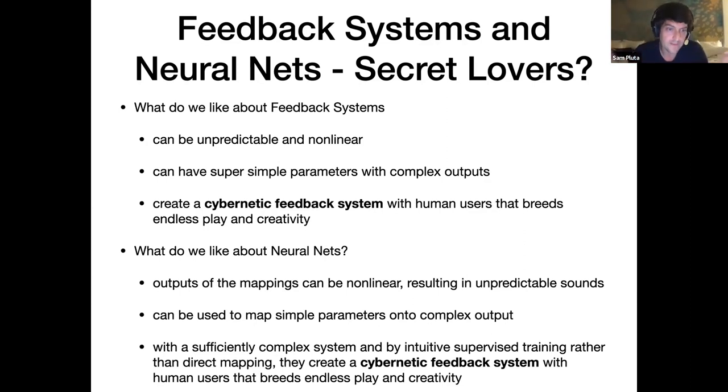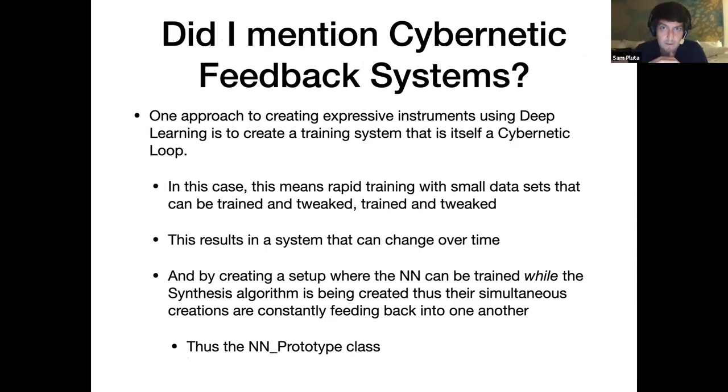What do we like about neural nets? Or what do I like about them? The outputs of the mappings can be nonlinear, resulting in unpredictable sounds. Now, I'm sure many of you are using them for other reasons, but they can be used to map simple parameters onto complex output with a sufficiently complex system. And by intuitive, supervised training rather than direct mapping, they create this cybernetic feedback system where human users can breed endless playing creativity. So these things really complement one another in how they think. And I think that's why I was drawn to this design. And did I mention cybernetic feedback systems?